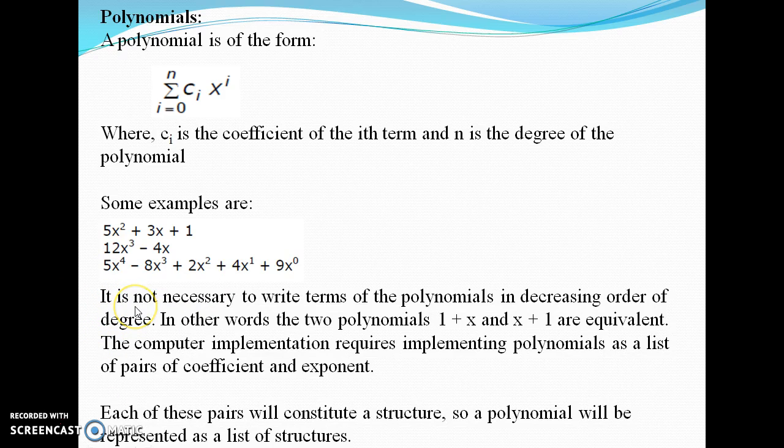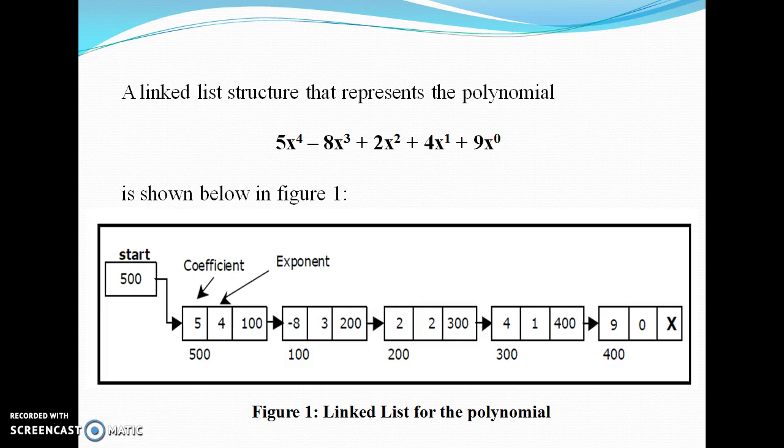It is not always necessary to write the terms of the polynomial in decreasing order of the degree. That is, 1 plus x and x plus 1 are equivalent. Only the compiler implementation requires implementing a polynomial as a list of pairs of coefficient and exponent. Each of these pairs will constitute a structure. So a polynomial will be represented as a list of structures.